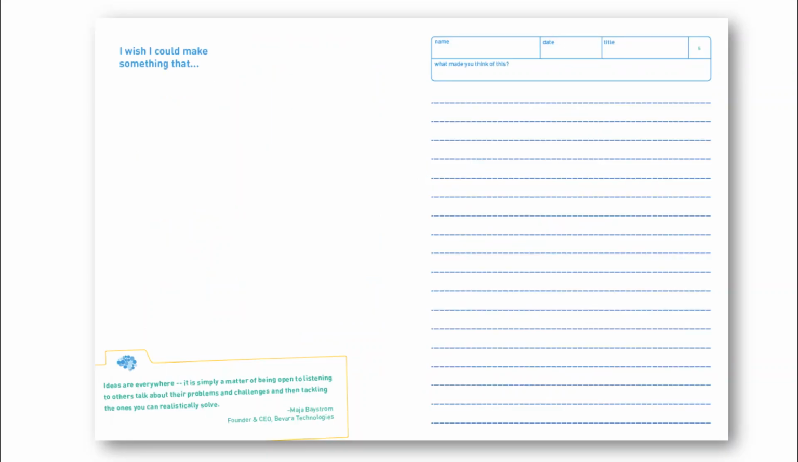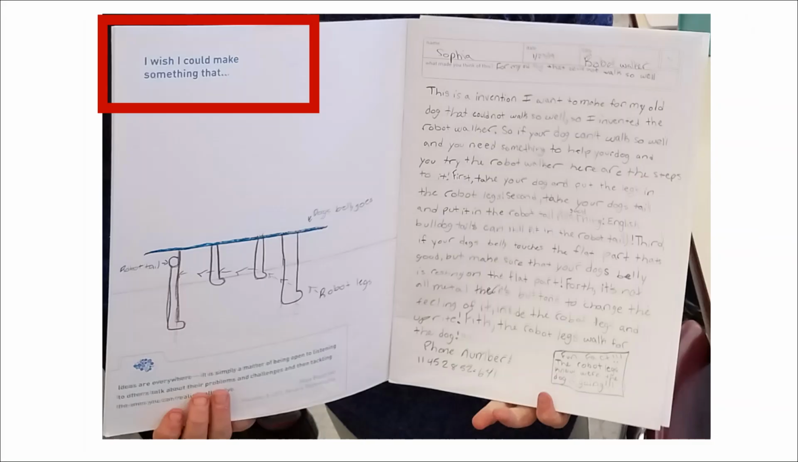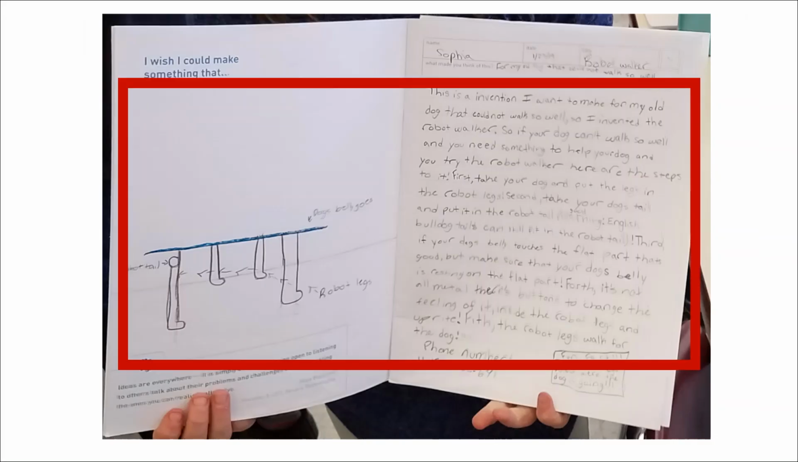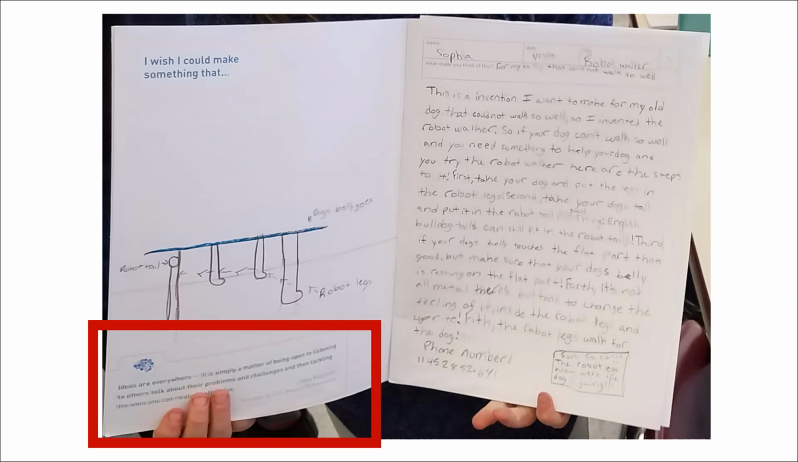The bulk of the pages in your Book of Ideas are made up of 2-page spreads like this one. There is an innovation prompt at the top, a place for students to draw and write about their inventions, and an entrepreneur quote at the bottom, many of which have been curated specifically for the Book of Ideas.